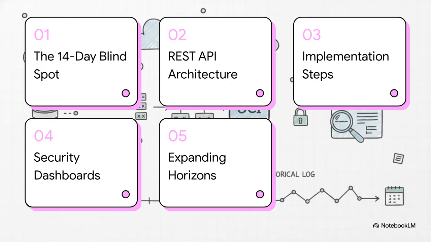Okay, let's get into it. Here's our quick roadmap for the explainer today. First up, we're tackling that 14-day blind spot. Number 2, the REST API architecture. 3, a quick 4 steps to implementation. Number 4, unlocking security dashboards. And finally, expanding your data horizons.